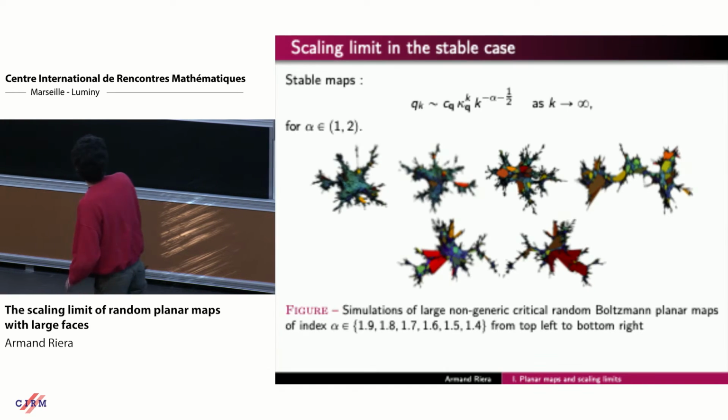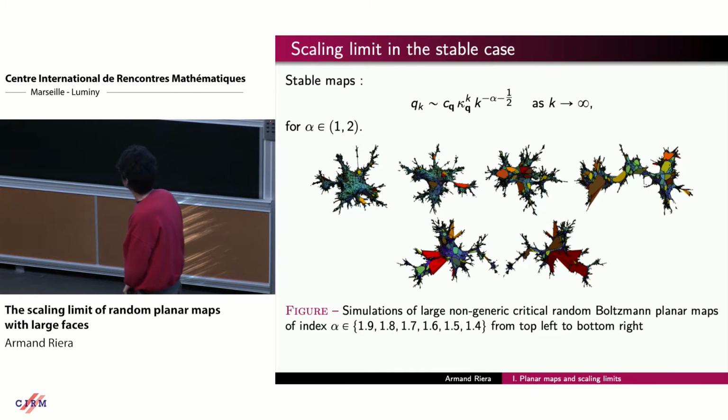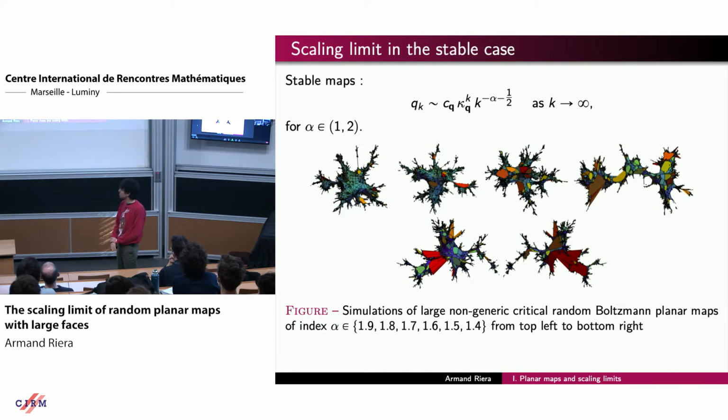So here are some simulations, for different values of alpha, of large stable maps. So we see that when alpha is close to 2, we have something that looks like the Brownian sphere, but with a few large faces, but okay. It looks like the Brownian sphere more or less. And when alpha becomes smaller and smaller, the faces become bigger and bigger. And in fact, we have a phase transition when alpha is equal to 3/2, and I will explain later why. Okay, but this is the picture to keep in mind.